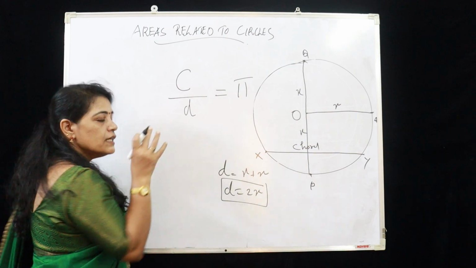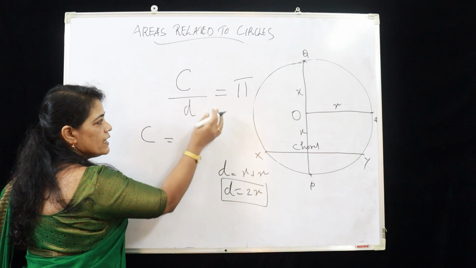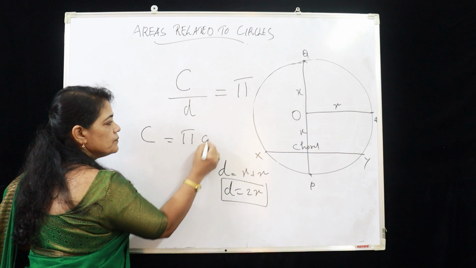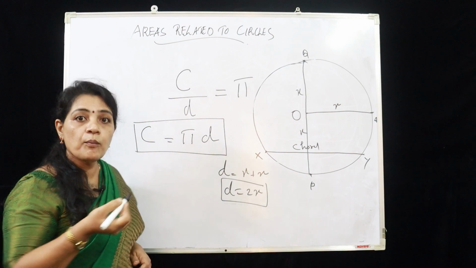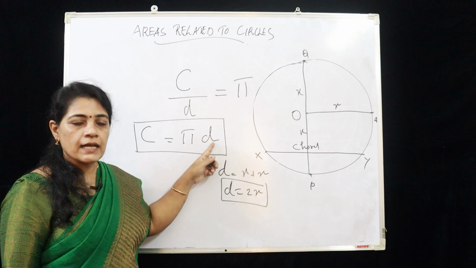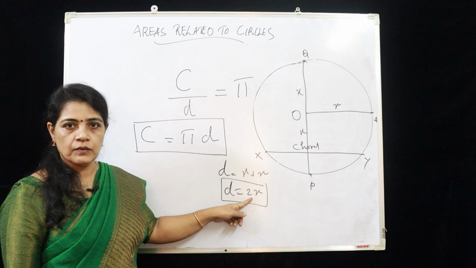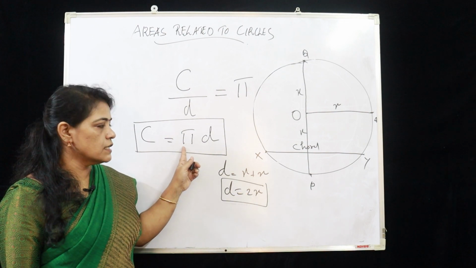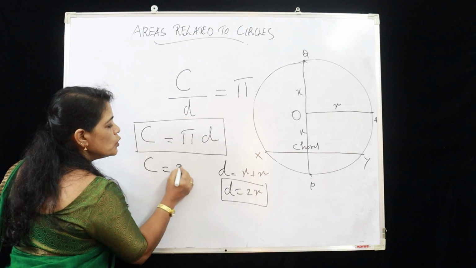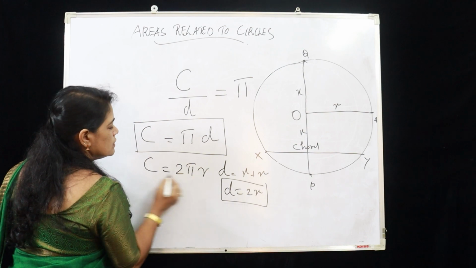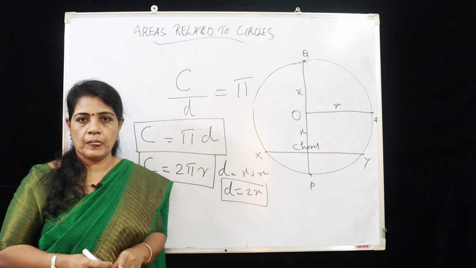In order to derive the formula for the circumference, you keep this circumference C on the LHS by taking D to the RHS, that is pi D. This is the circumference. To calculate the circumference, you can use this formula pi D in terms of diameter. As we know, diameter is 2 times R. Instead of D, you can substitute 2R. Usually we write the constants as the coefficient before the variable. After that, C is equal to 2 pi R. This is the circumference of a circle in terms of its radius.